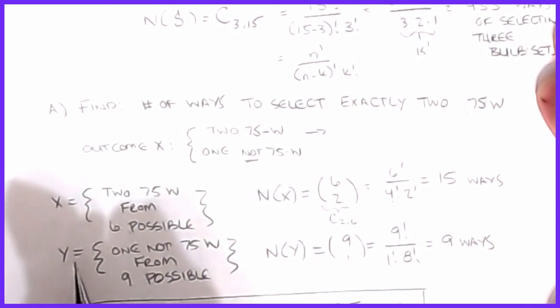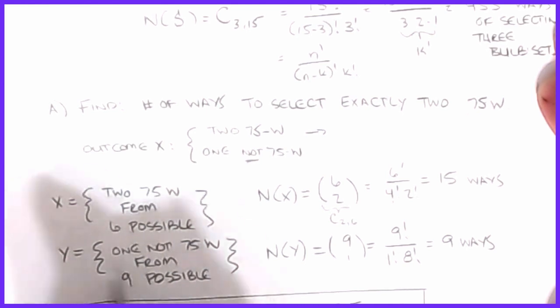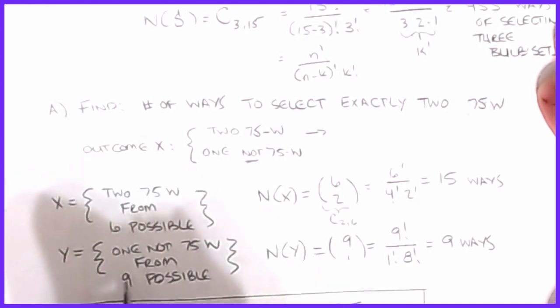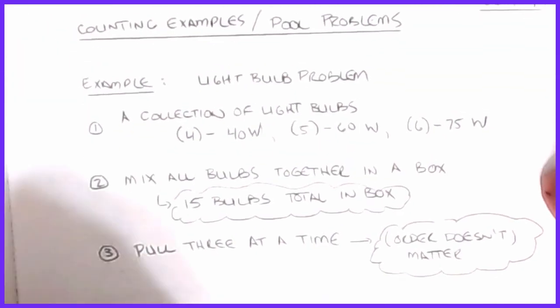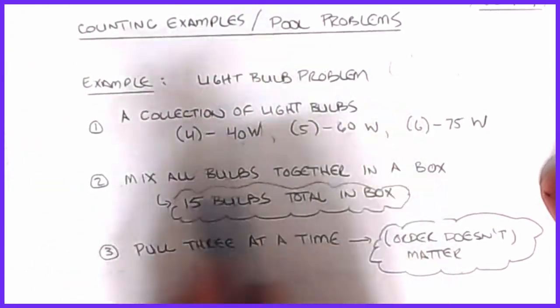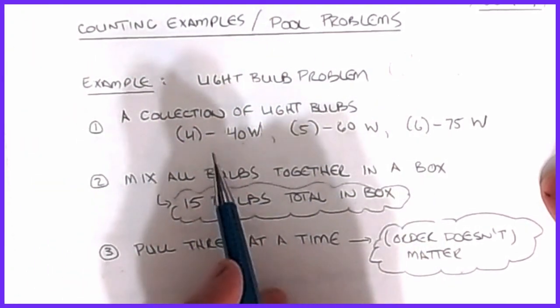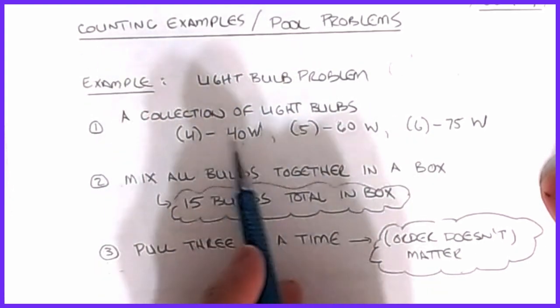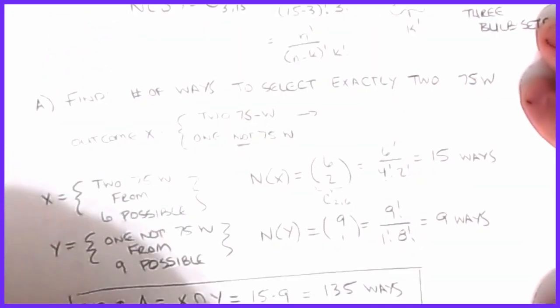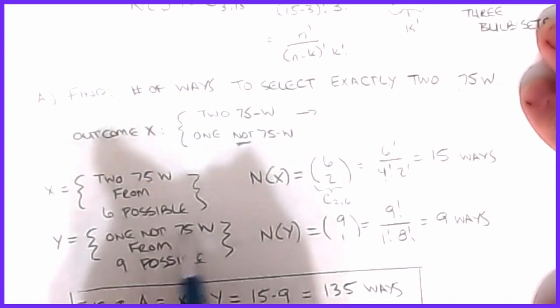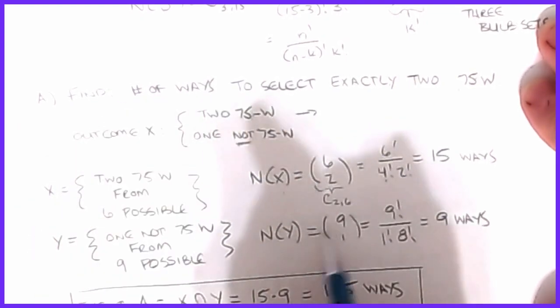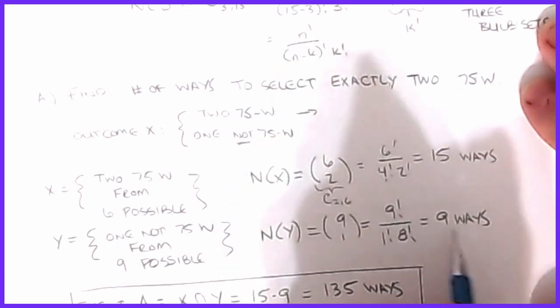Okay, so the other part of this event, this is a compound event because we've got a simple event of two 75s. The other part is that I need an event Y in which I pull one that is not 75 watts. Not 75 watts implies that it's either a 40 or a 60. I don't care which one it is, so we can look at this as 9 possibilities of not being 75. So the number of ways of Y is 1 from the 9 possible not-75-watt bulbs, a combination of 9 on 1. If I do that, there are 9 possible ways.